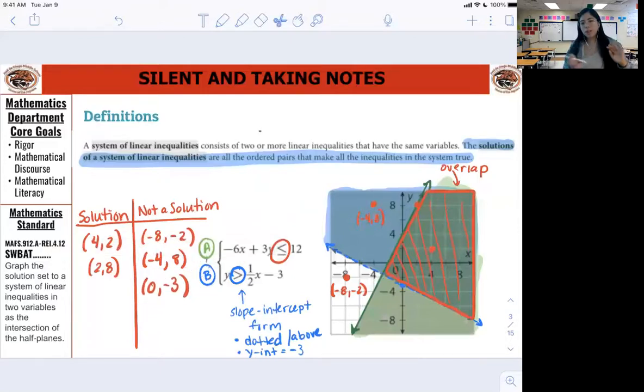So do I have any questions on what counts as a solution and what doesn't count as a solution? No questions? Going once?